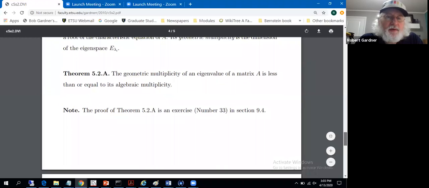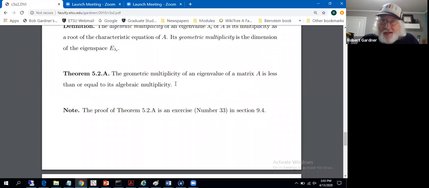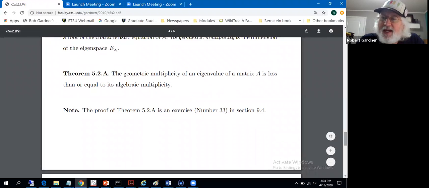A little result I don't think we'll actually use too much: the geometric multiplicity of an eigenvalue of a matrix is less than or equal to its algebraic multiplicity. That was illustrated in that one example from the previous section. We had a geometric multiplicity of 2 and an algebraic multiplicity of 3, if you think back to that one. The proof of that is to be given as an exercise.